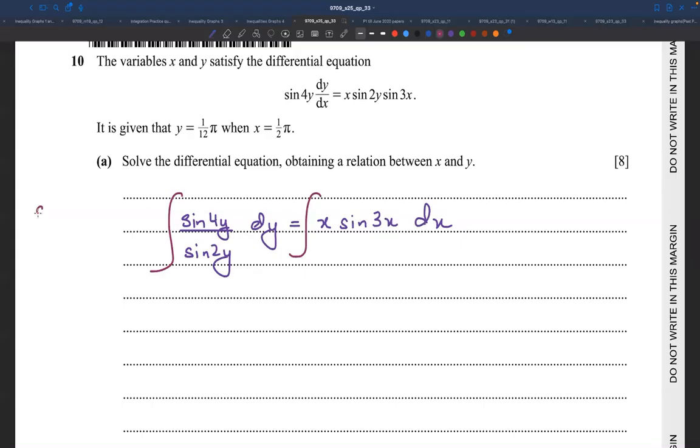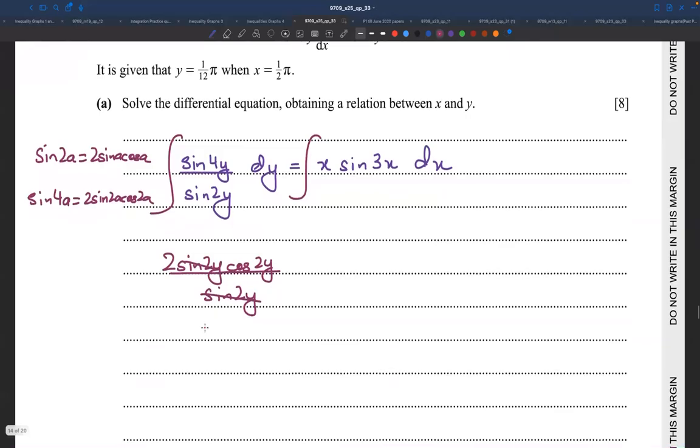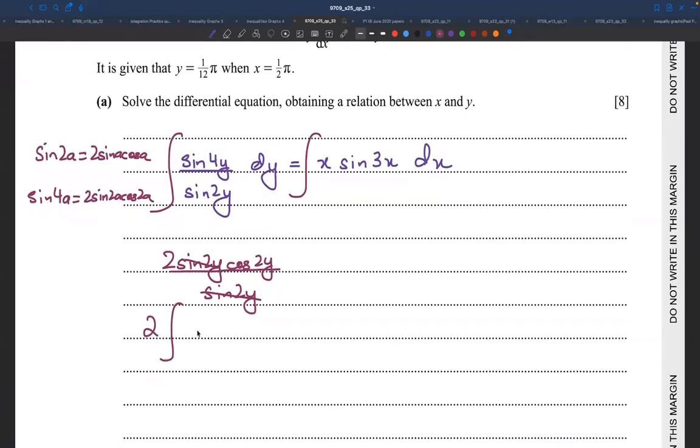Similarly, this can be used in the sense that sine of 4a is equal to 2 sine of 2a cos of 2a. So in place of sine of 4y, I can write 2 sine of 2y cos of 2y divided by sine of 2y. Sine of 2y and sine of 2y cancel. Now I'm left with a very simple term, which is 2 cos of 2y that I have to integrate on the left hand side.